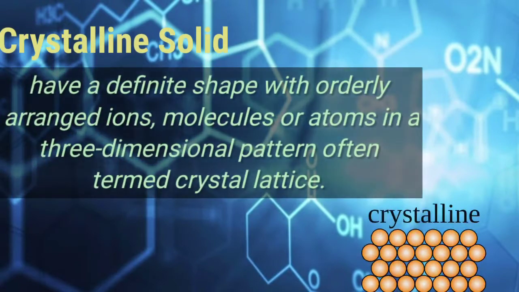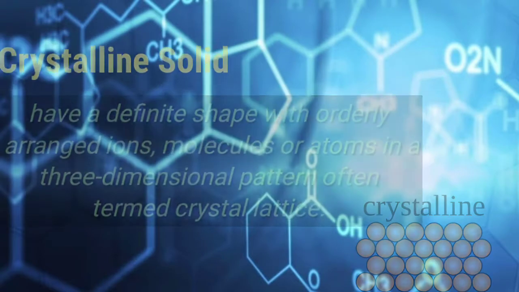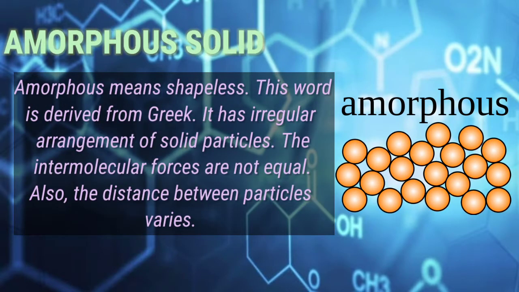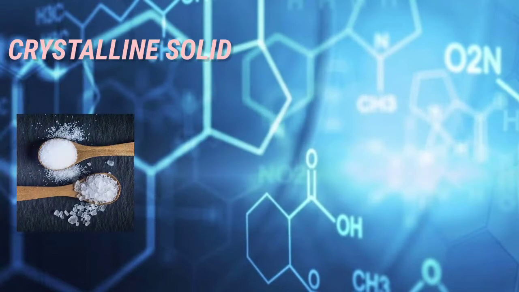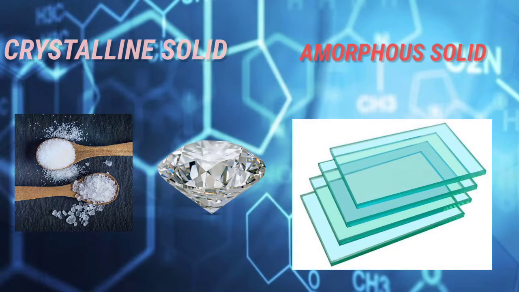Crystalline solids have a definite shape with orderly arranged ions, molecules, or atoms in a three-dimensional pattern, often termed crystal lattice. On the other hand, amorphous solid. Amorphous means shapeless. This word is derived from Greek. It has irregular arrangement of solid particles. The intermolecular forces are not equal. Also, the distance between particles varies. An example of crystalline solid is salt and diamond, whereas the example of the amorphous solid is glass.